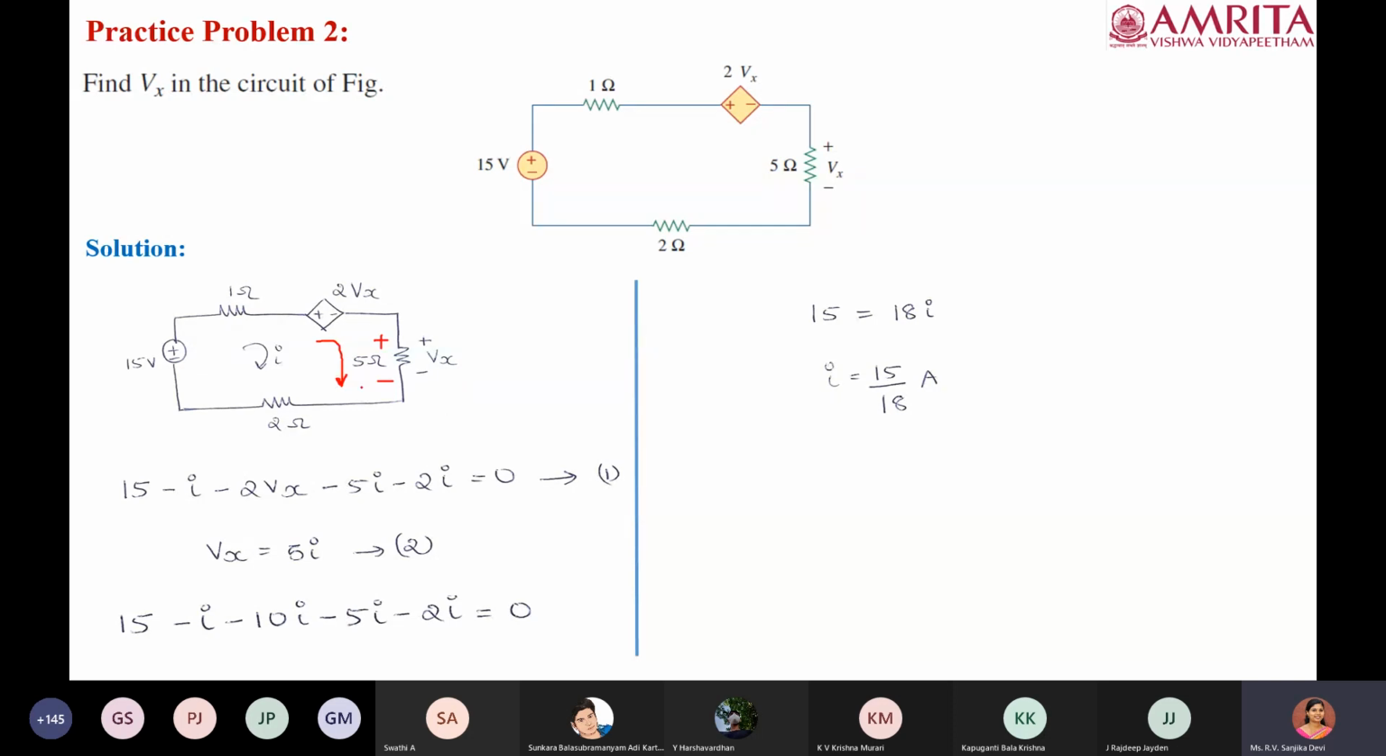So for this case, I is 15 by 18 and finally we have to find Vx. So Vx is 5 times I. So the answer will be 4.166, yes, volts. Yes, 4.167 volt.